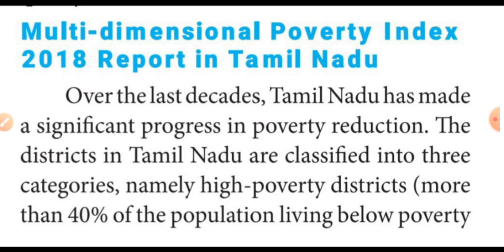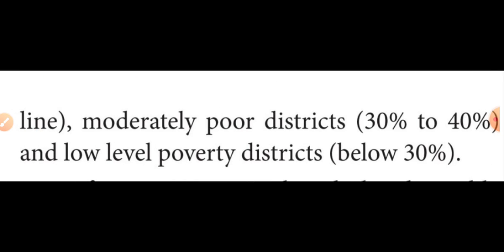Now listen, students. High poverty districts means more than 40% of the population is living below poverty. Moderately poor districts means 30 to 40% of the population is living in moderate poverty, and low level poverty districts means below 30% of the population.